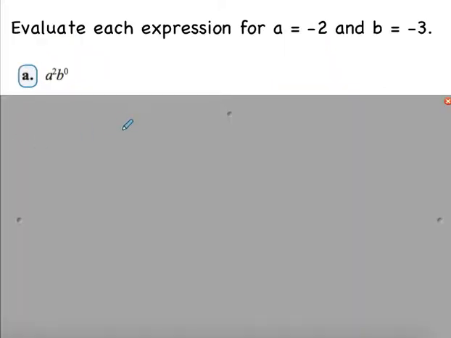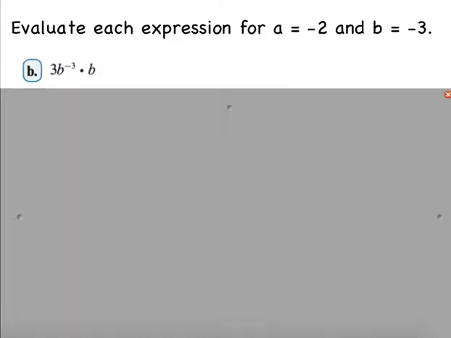Okay. So if we evaluate each expression for a is -2, b is -3, well, we can say b to the 0, I'm going to simplify first. B to the 0 power is just 1, so a squared times 1 is just a squared, which really we have -2 squared, which is just 4. Okay, so simplify first before you go ahead and put things in. It makes your life a whole lot easier.